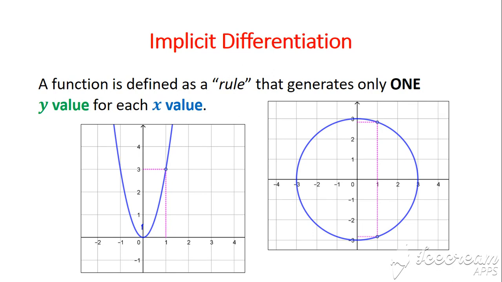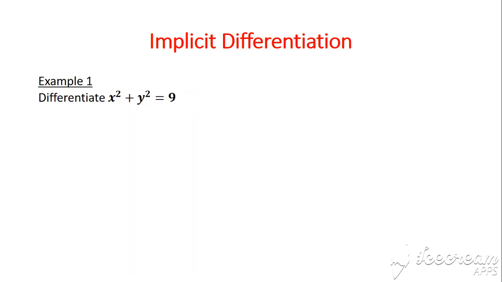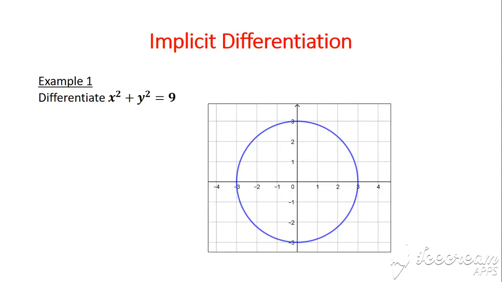We're going to quickly define a function as an algebraic rule that generates only one y value for each x value. So for the parabola on the left, when x is 1, there is only one y value. But looking at the circle on the right, when x is 1, there are two y values, one positive and one negative. So the circle is not defined as a function. It's an implicit equation. So example 1, let's differentiate the circle rule, x squared plus y squared equal to 9. It's an implicit equation. It's not a function.